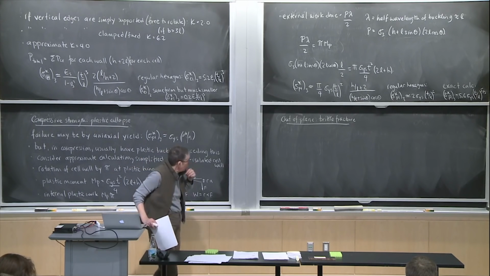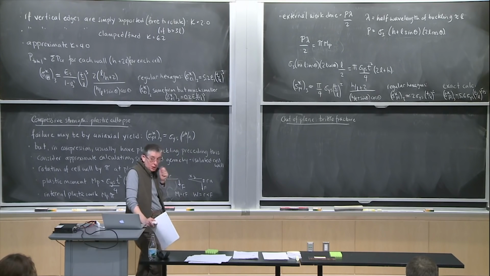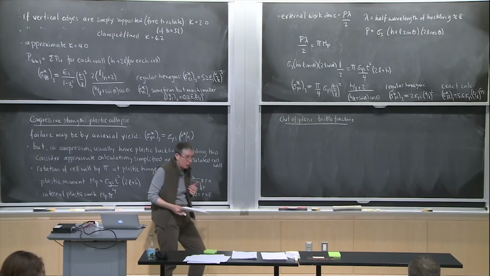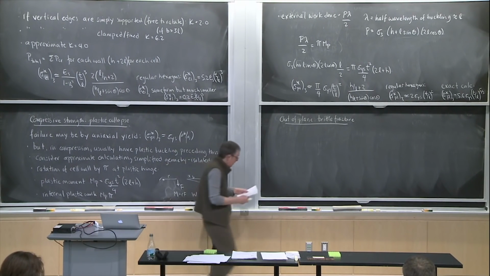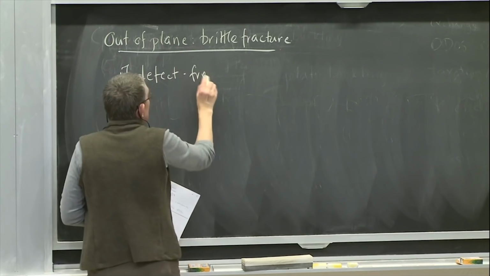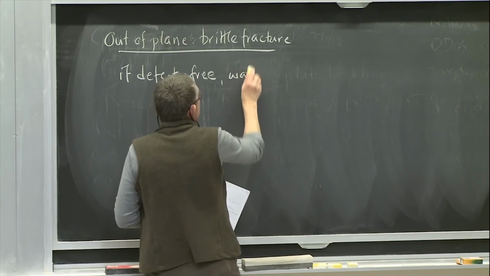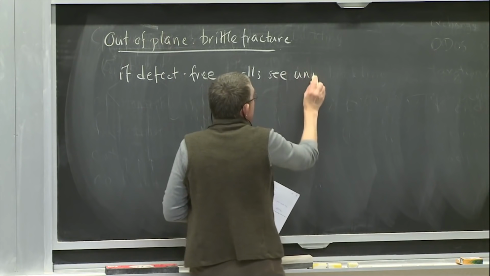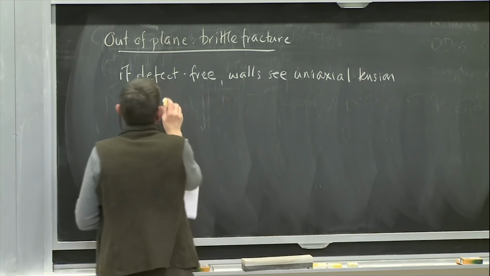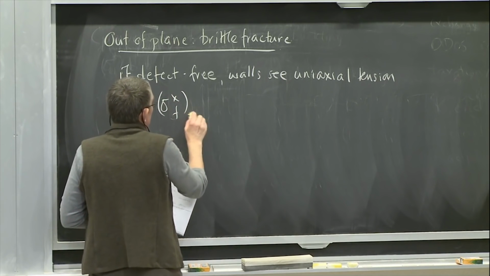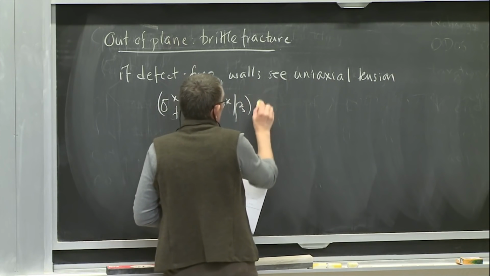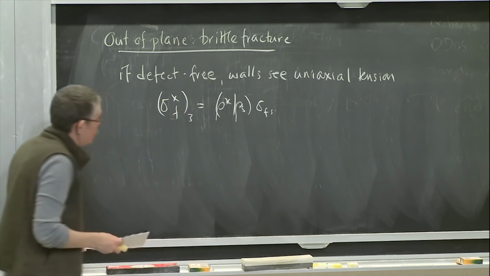Okay, so the next property I'm going to look at is out-of-plane brittle fractures. So say we loaded in tension, and if we had no crack, then the walls would just see uniaxial tension, and the strength would just be the strength of the solid times the relative density. So if defect free, the walls see uniaxial tension, and then the fracture stress in the 3 direction is just equal to the relative density times the fracture strength of the solid.